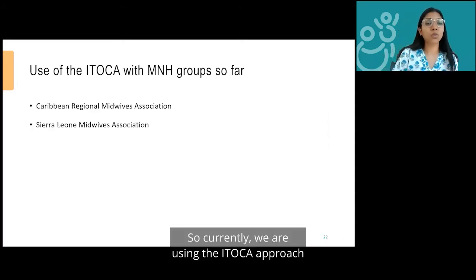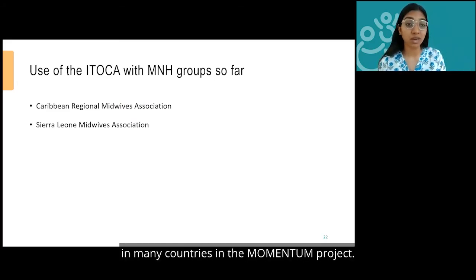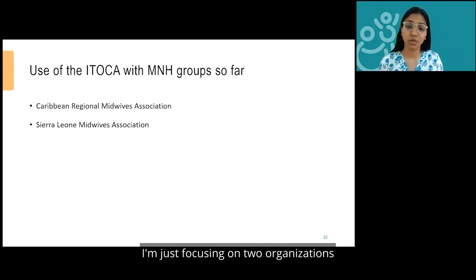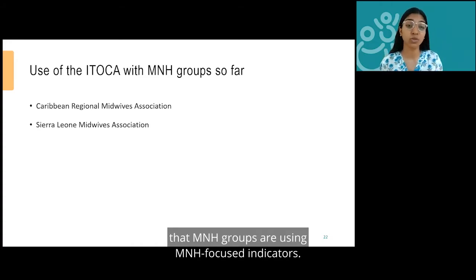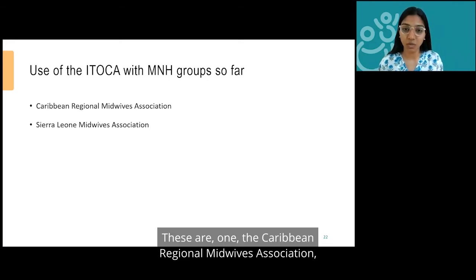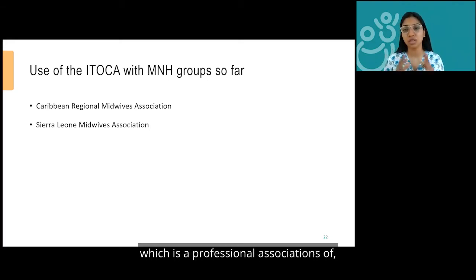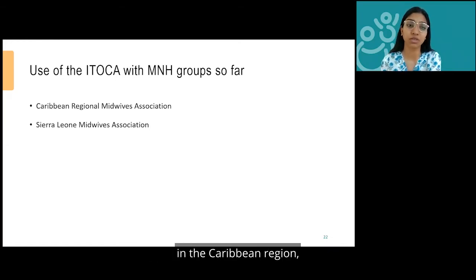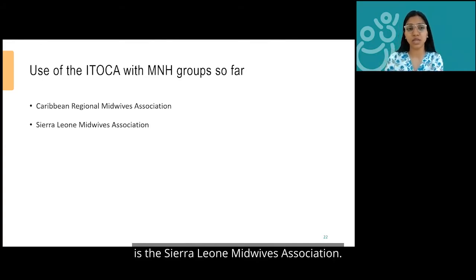So currently, we are using the ITOCA approach with several organizations in many countries in the Momentum project. Here specifically, I'm just focusing on 2 organizations that are MNH groups and are using MNH focused indicators. These are the Caribbean Regional Midwives Association, which is a professional association of a number of professional associations in the Caribbean region. And then the second is the Sierra Leone Midwives Association.